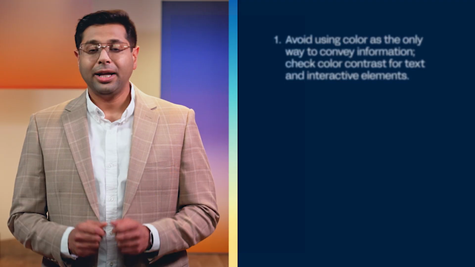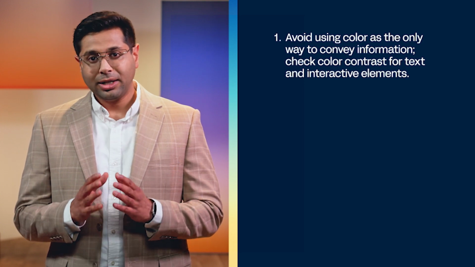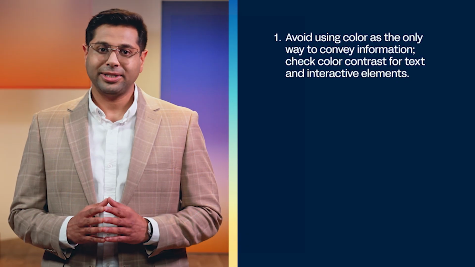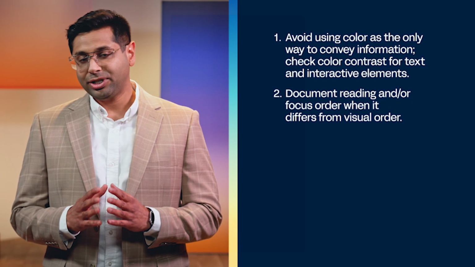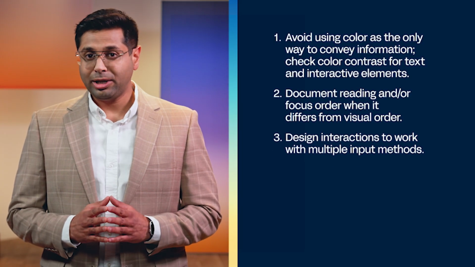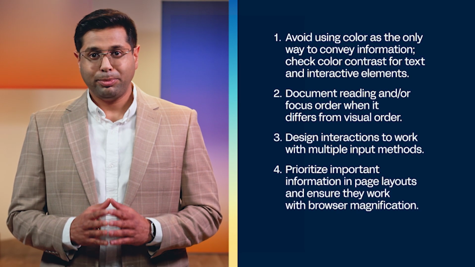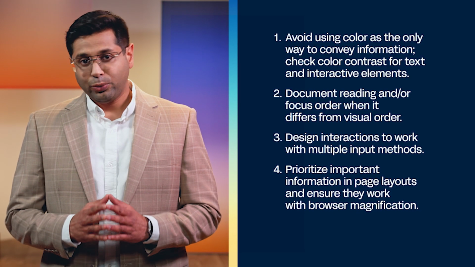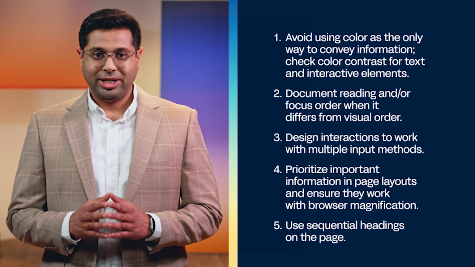Just a reminder, in our previous session, we covered the following accessibility considerations. First, avoid using colors as the only way to convey information. Check color contrast for text and interactive elements. Second, document reading and/or focus order when it differs from the visual order. Third, design interactions to work with multiple input methods. Fourth, prioritize important information in page layouts and ensure they work with browser magnification. Fifth, use sequential headings on the page.